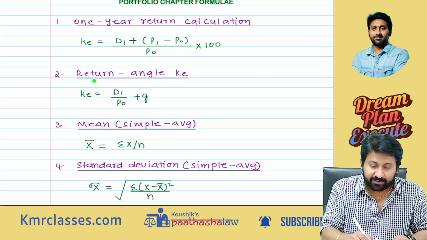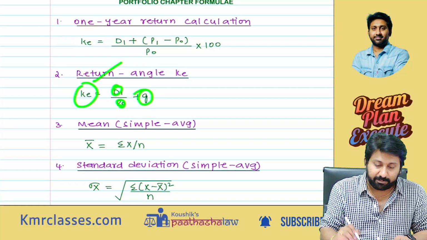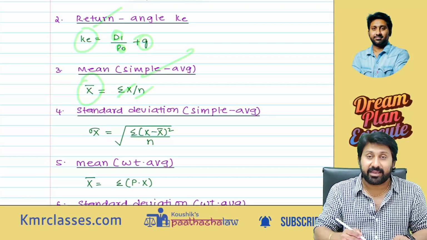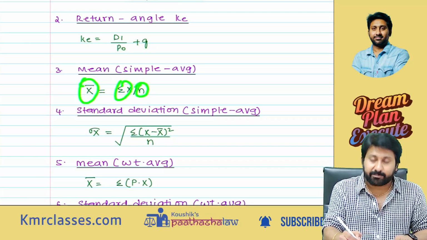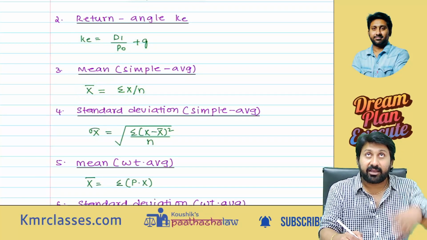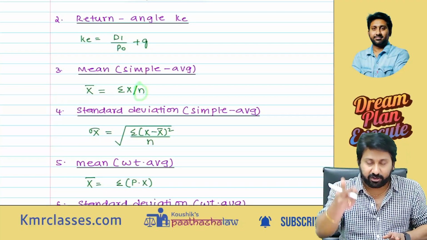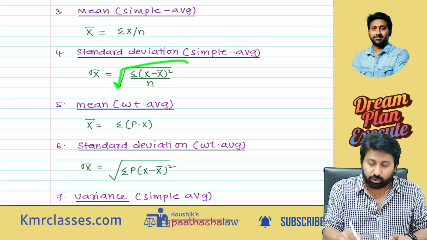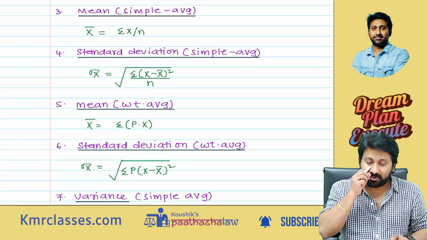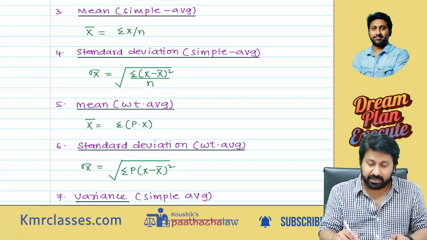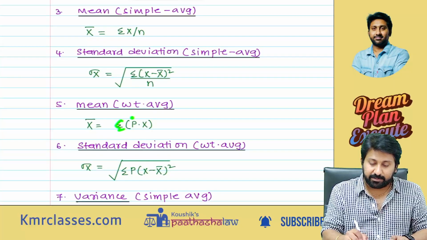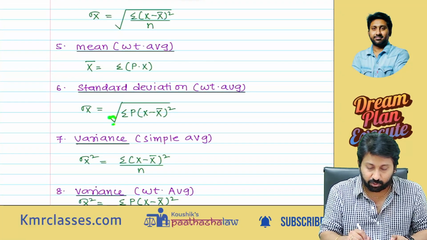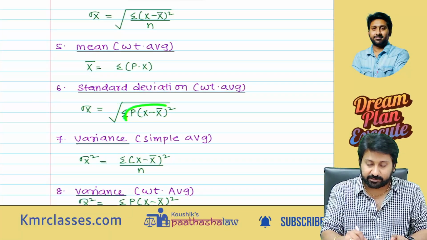Next, another way of calculating K. K equal to D1 by P0 plus g. Next, simple average mean. X bar equal to sigma x by n. This sigma is an aggregate of all the returns divided by number of data you have taken. Standard deviation, simple average: sigma x equal to root of sigma of x minus x bar the whole square divided by n. Next, mean weighted average, x bar equal to sigma p into x, probability into x. Standard deviation, sigma x equal to root of sigma p into x minus x bar the whole square.